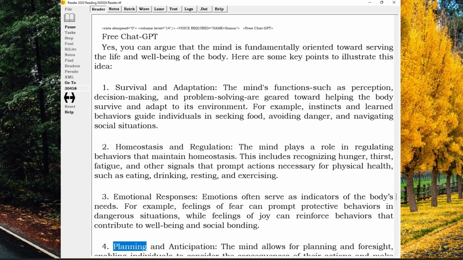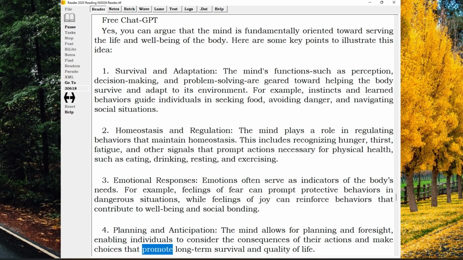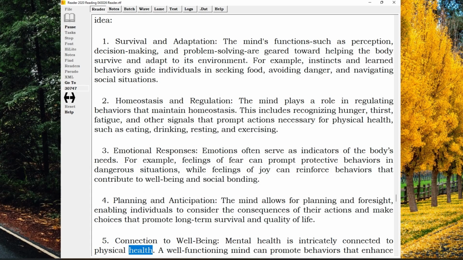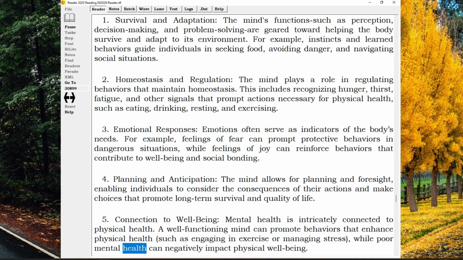4. Planning and anticipation. The mind allows for planning and foresight, enabling individuals to consider the consequences of their actions and make choices that promote long-term survival and quality of life. 5. Connection to well-being. Mental health is intricately connected to physical health. A well-functioning mind can promote behaviors that enhance physical health, such as engaging in exercise or managing stress, while poor mental health can negatively impact physical well-being.